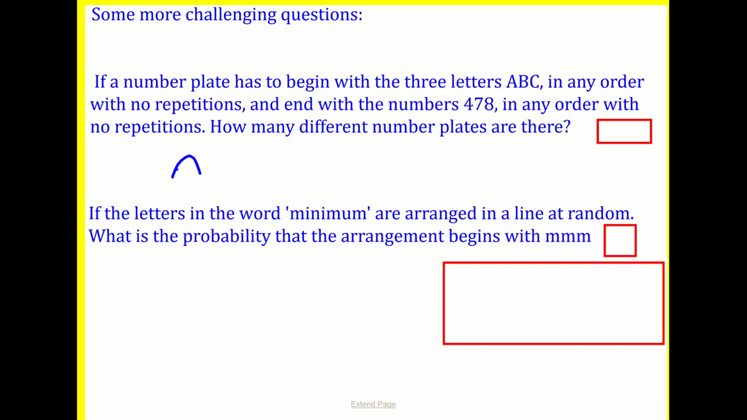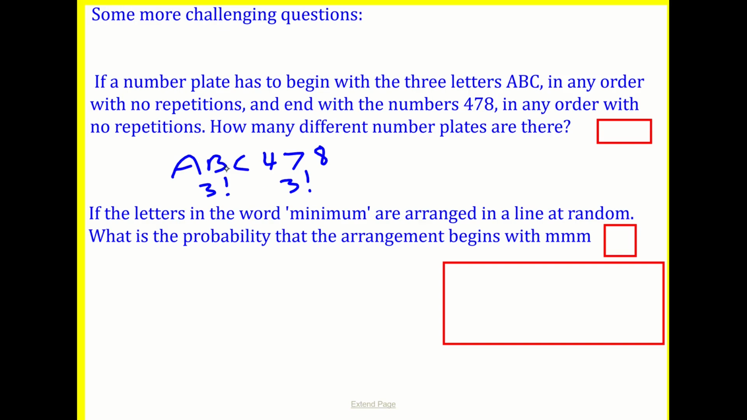Well, one such number plate would be ABC 478. But note that I always have to have the 3 letters at the front. I can't make it 478 ABC. So actually it's not a 6 factorial question. The answer is in fact going to be 3 factorial because there's 3 factorial ways of arranging this ABC, but it's 3 factorial ways just for 478. But then there's also 3 factorial ways of arranging 478 for every single one of these.